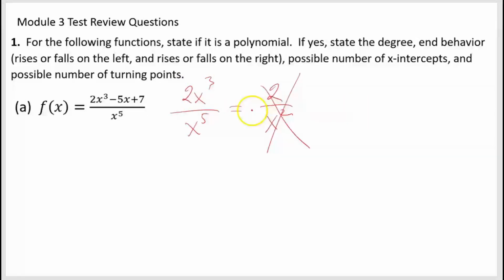Of course, there is more to this function, but I'm not going to even simplify it past that, because any time the x exponent in the denominator is larger than the numerator, you do not have a polynomial. You need whole number, non-negative, no x's in the denominator, no radicals. So this is not a polynomial, so I'm not going to answer the rest of the questions about it.